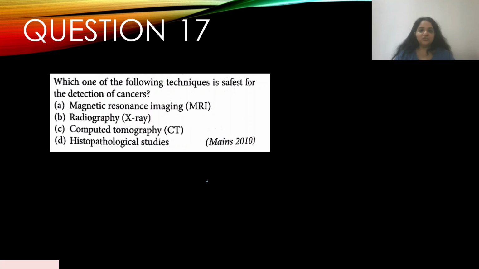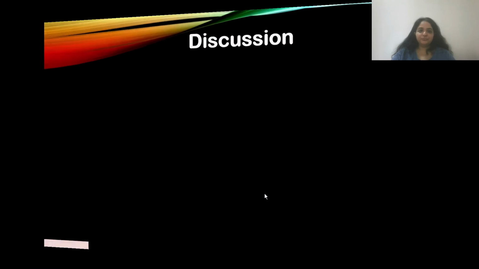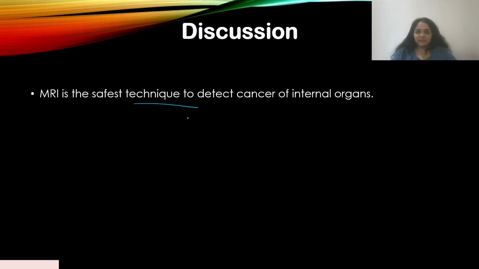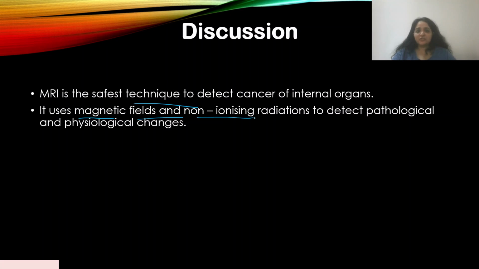Okay, so question number 17. Which one of the following techniques is safest for the detection of cancers? This appeared in NEET 2010. A, MRI, B, radiography, X-ray, C, CT, and D, histopathological studies. The safest technique is MRI, magnetic resonance imaging. Answer A. MRI is the safest technique, and it's used to detect cancer of internal organs. It uses magnetic fields and non-ionizing radiation to detect pathological and physiological changes. So MRI is a useful technique, and it's the safest technique for detecting cancer, especially of the internal organs.